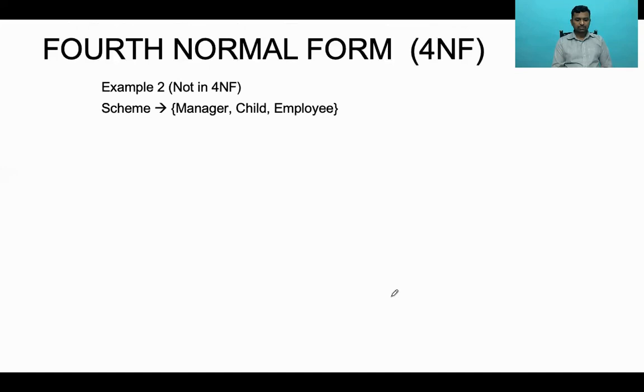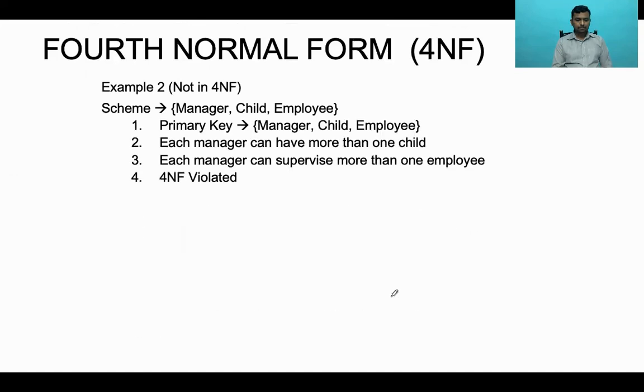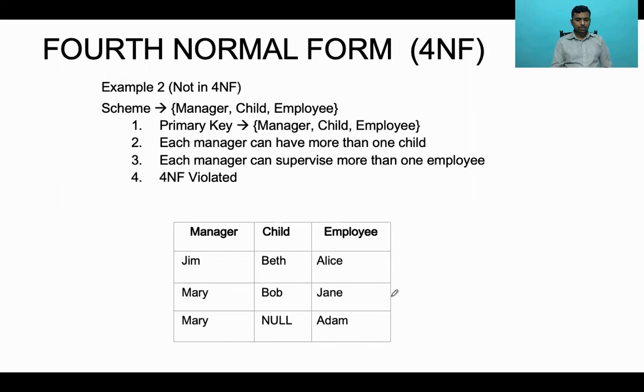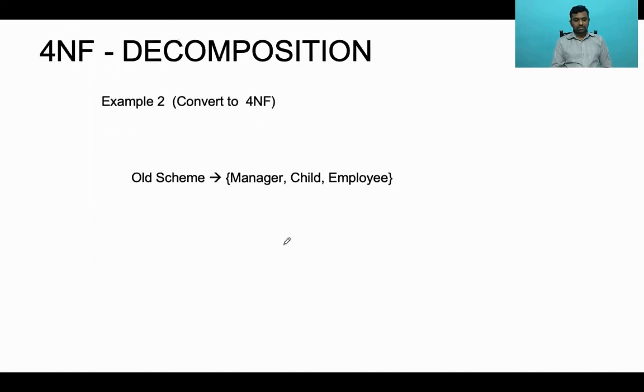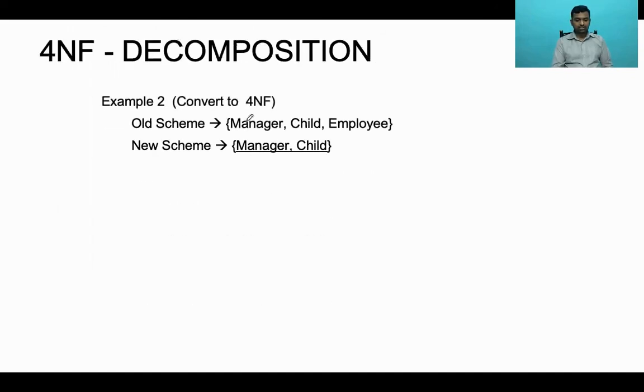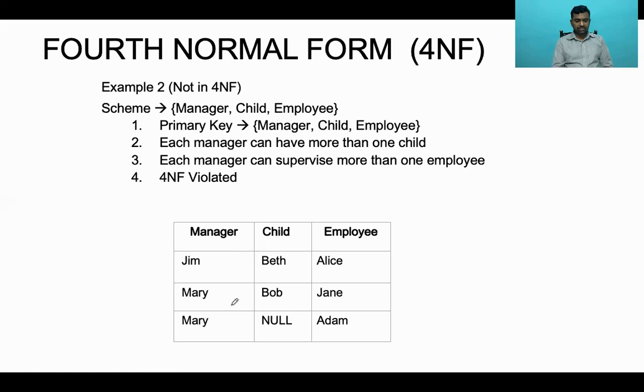Let me give another example. Here I have manager, child, and employee. All these three are qualified to become a primary key. Here you are violating the fourth normal form, right? When I want to decompose it, first I divide the manager and the child, and then the repetition is avoided. Here you saw the data is getting repeated. Mary is repeated twice, and you have a null value there. Now it is violating the rule.